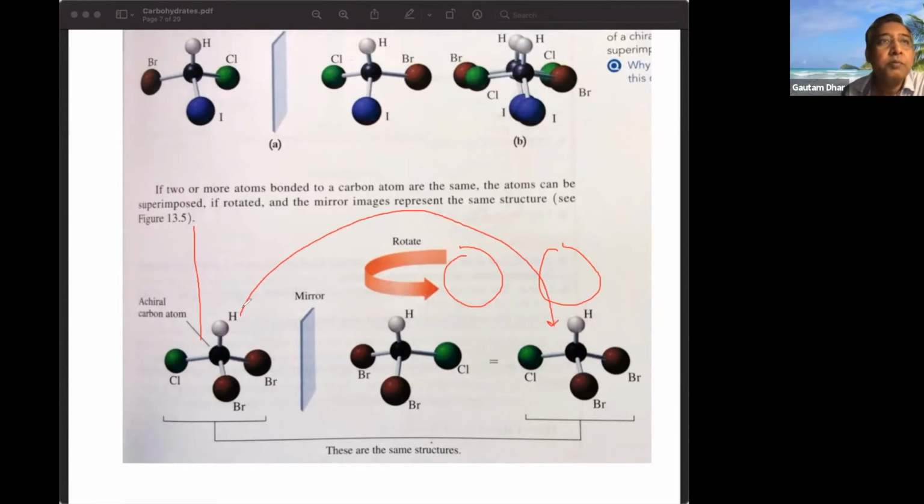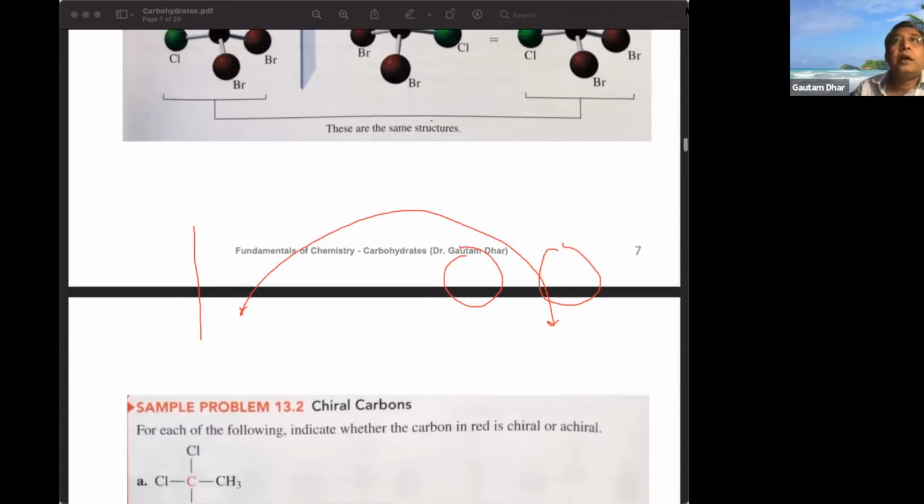Okay, you can superimpose them. So if two groups are equal, or in other words, if all four groups are not different, then that is not a chiral molecule. So they are the same.